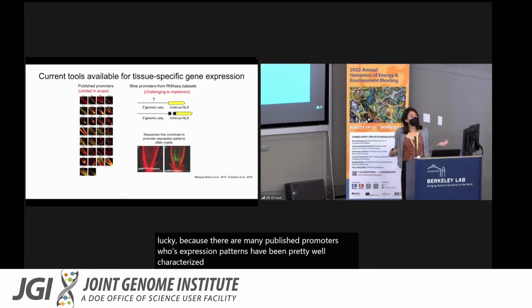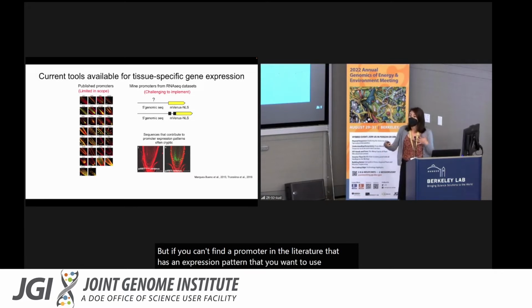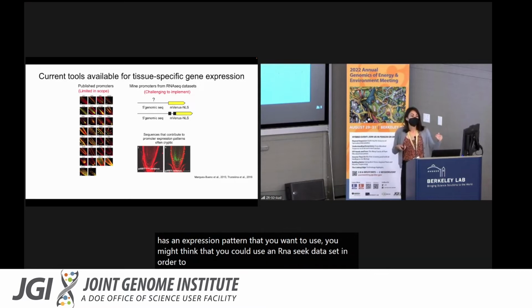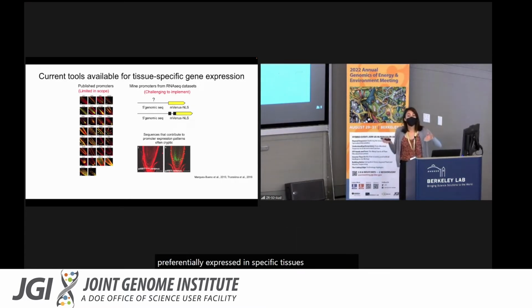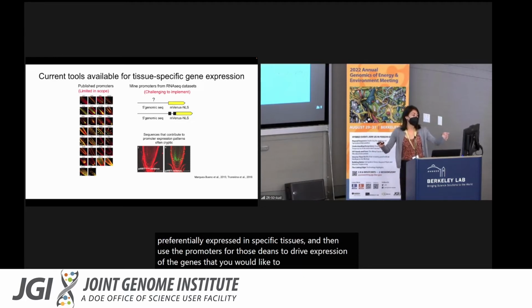But if you can't find a promoter in the literature that has an expression pattern that you want to use, you might think that you could use an RNA-seq data set in order to identify genes that are preferentially expressed in specific tissues, and then use the promoters for those genes to drive expression of the genes that you would like to be able to express instead.